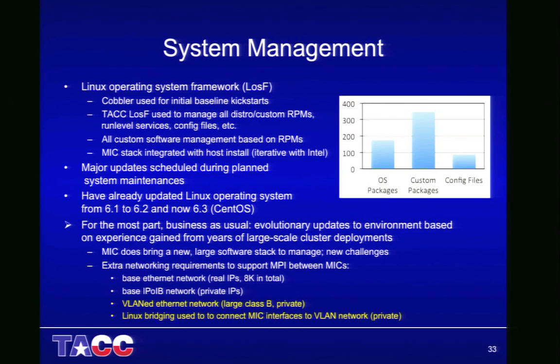It's a lot of nefarious network protocol configuration, but once you get it set up, it works as you would expect. And on our system, all 6,400 MICs can see each other on this VLAN network, and that allows us to do MPI between them.